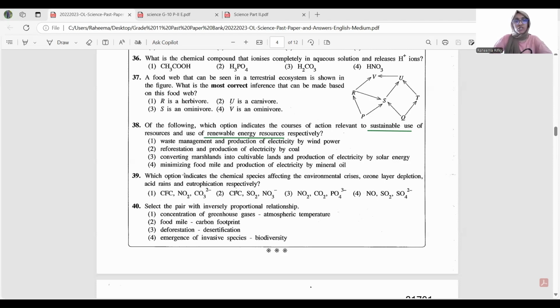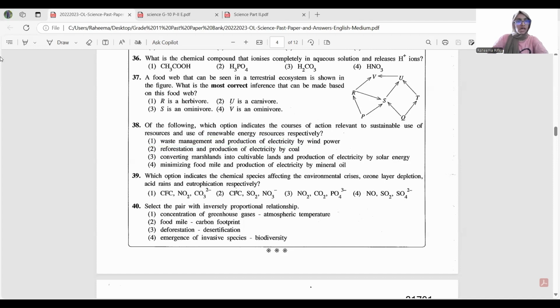And converting marshlands into cultivable lands and production of electricity by solar energy. Converting marshlands into cultivable lands does not come under sustainable use. The first part is hard to take, but the second part, renewable energy resource, yes. Solar energy is a renewable energy resource. And minimizing food mile and production of electricity by mineral oil. Mineral oil is not a renewable energy resource, and minimizing food mile is a good one, but not the other one. Okay, so actually we can see the first one is the answer, right? So the first one, I take this as the answer because that's a matching part, right?